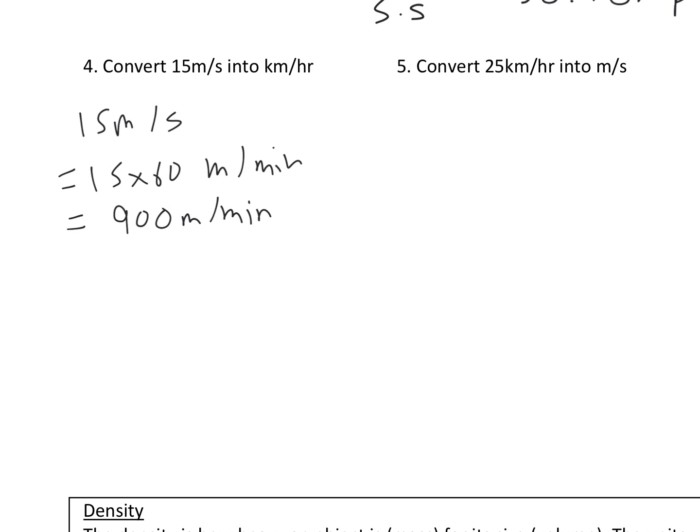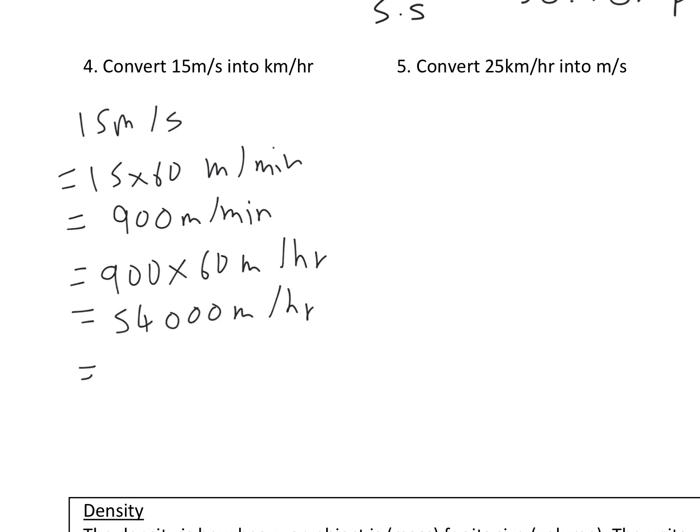Why did I do that? Well, I want to get to hours eventually, so I'm going to go from seconds to minutes, and then there's 60 minutes in an hour. So in 1 hour, you would travel 60 times 900 meters per hour. And that's 54,000 meters per hour.